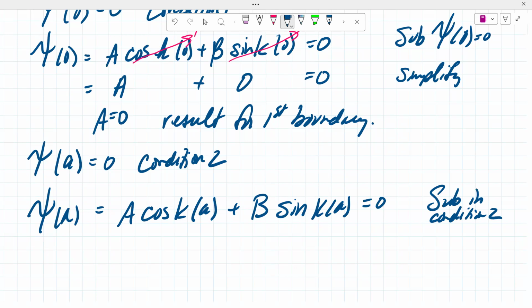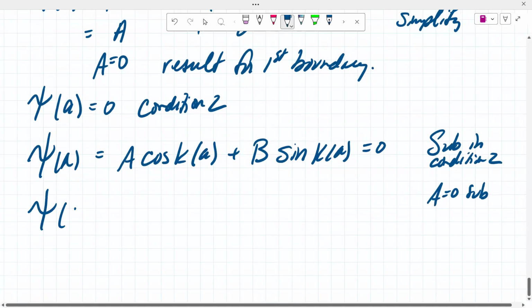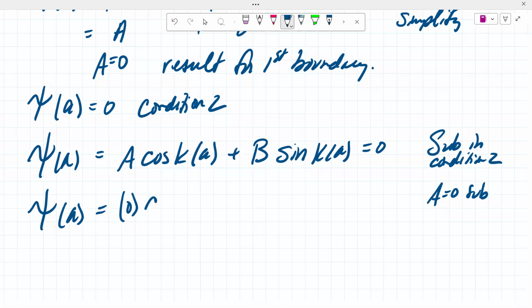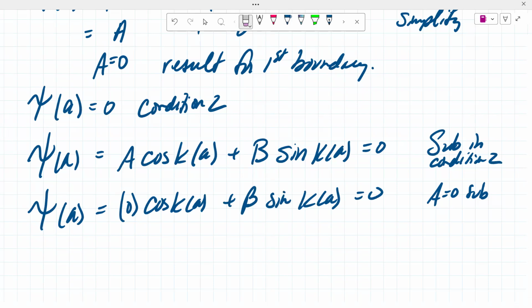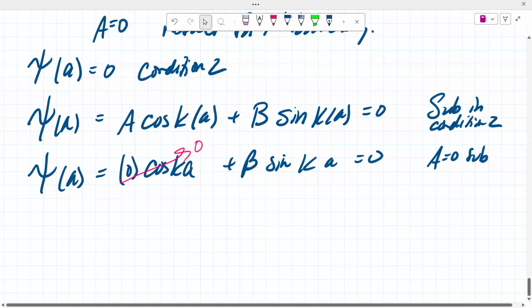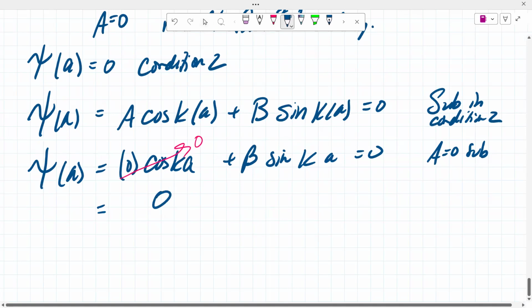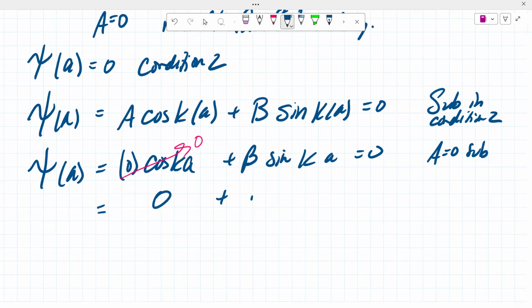All right. Now, we already know some information, however, and that is that we know that a equals 0. So that means we're going to substitute in a equals 0. Psi of a equals 0 cosine ka plus b sine k times a equals 0. I guess we don't actually really need these parentheses anymore. We could get rid of those. All right, so good news. This term goes away. That'll just be 0. So that means that our psi of a equals 0 plus b sine ka.